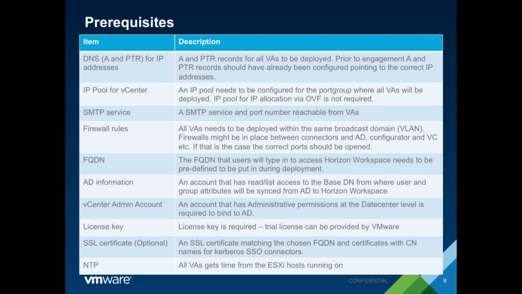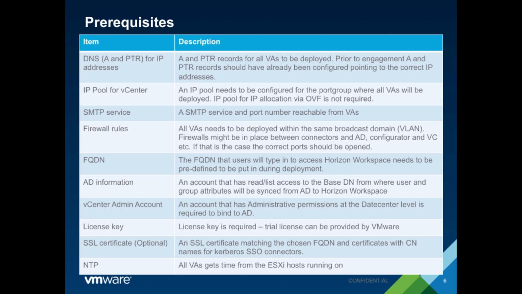vCenter access is a little bit different in that we need an admin account, at least during the initial deployment phase. When the bootstrapping happens and you're connecting Workspace Portal into your environment and deploying it to vCenter, we need an admin account specifically for that. After the initial deployment, it's technically possible to lower the account privileges, so you don't need to run with the vCenter admin account after the initial deployment. And of course, a license key is required to do the full installation of Workspace.